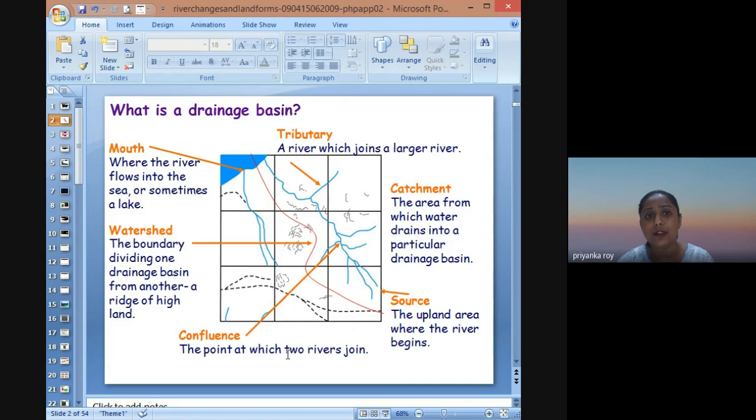The entire thing together is called a watershed, and a watershed is generally divided from another drainage basin by a ridge or a highland in between. So it is separated by a little highland in between when two different watershed areas are differentiated. And the river mouth is the area where the river meets the ocean or the sea. So that is called the mouth of the river.